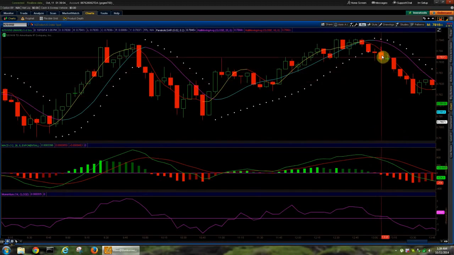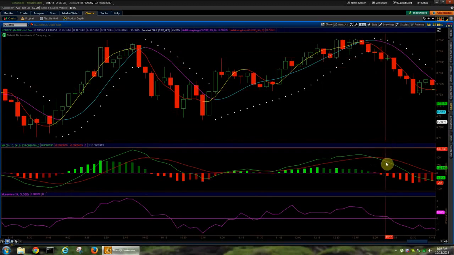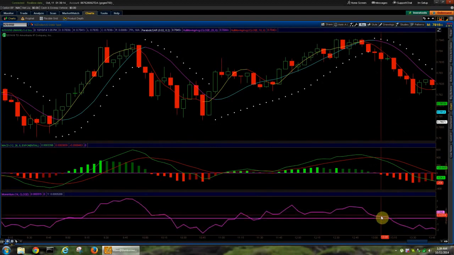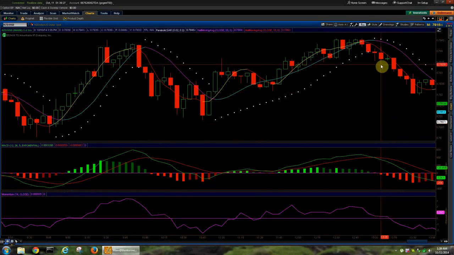And if you take a look up here, you have a red line, you've got a magenta line, the parabolic SAR is on top. But what happens is that you could actually take the trade here. The momentum is not below zero. It's really not declining. It's declining slightly, but you could take the trade here. And since this is a 5-minute chart, you would do a 10 to 15-minute trade.